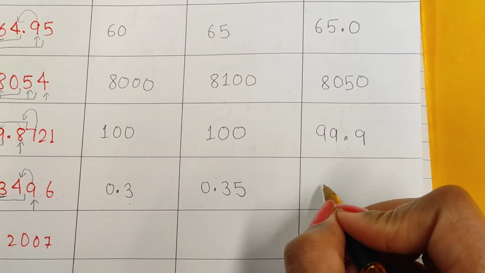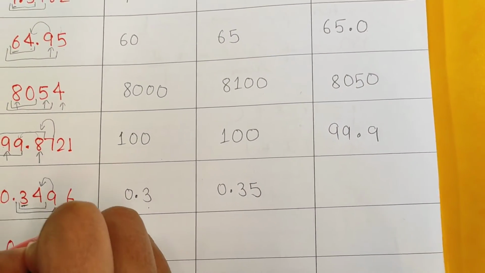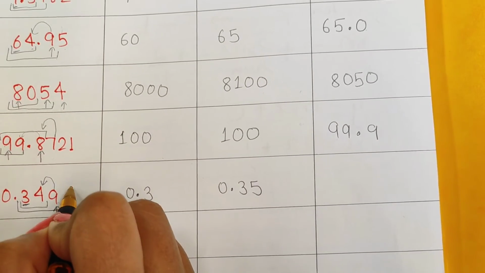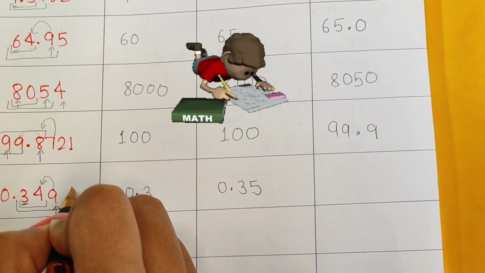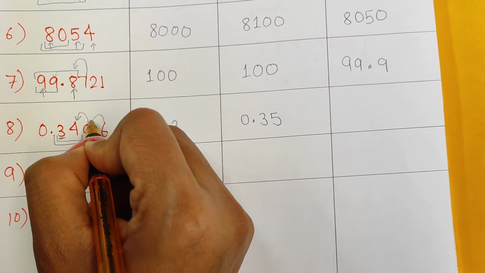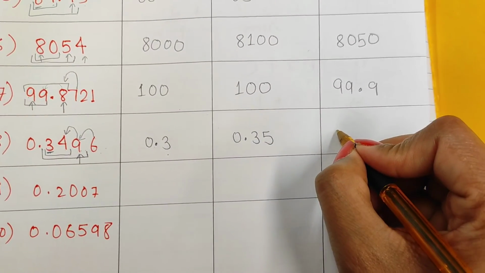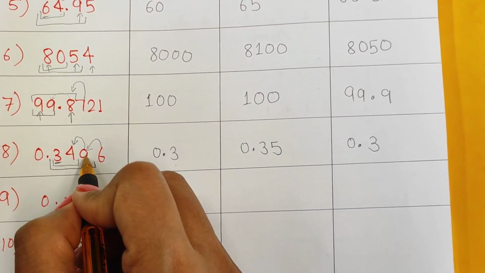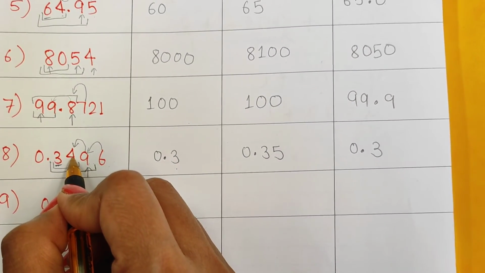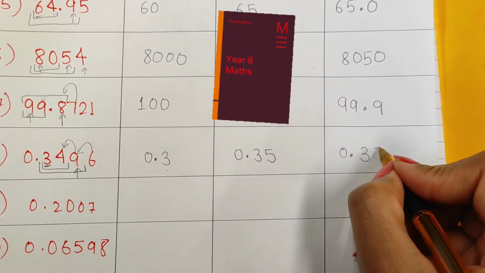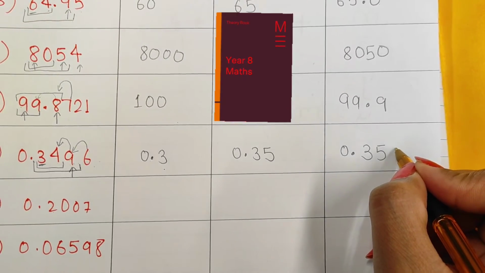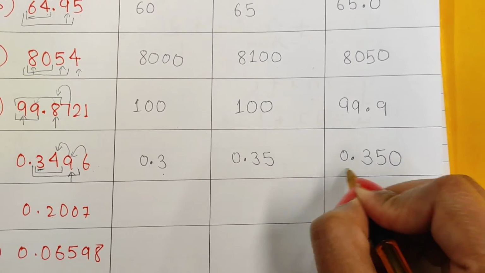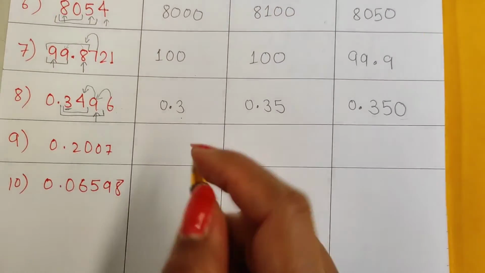Now the next one, three significant figures. So my three significant figures are these, but this one is 6, that is more than 5, so we round this up. Okay, so that will become 0.3. Now because this will become 10, the previous number will become 5, so 3, 5, and now we have to put a 0 to make it three significant figures.